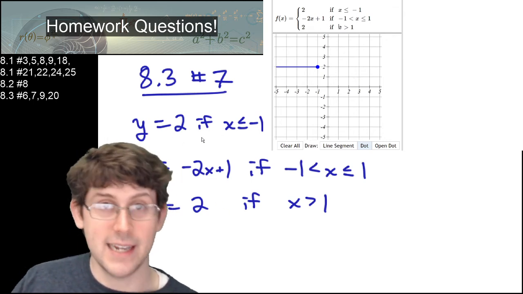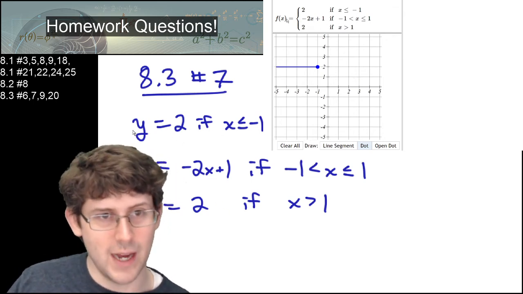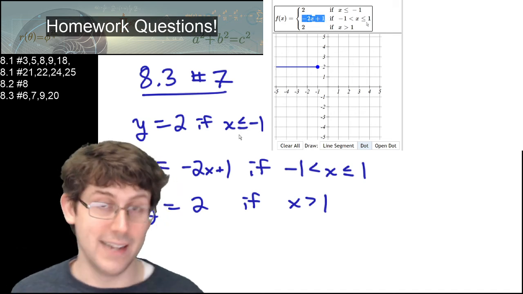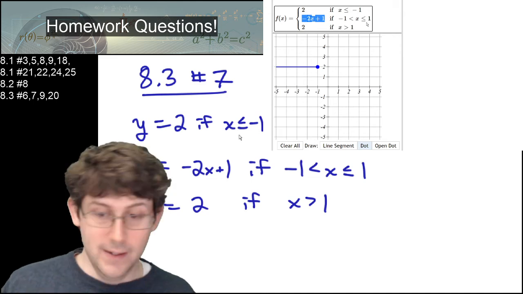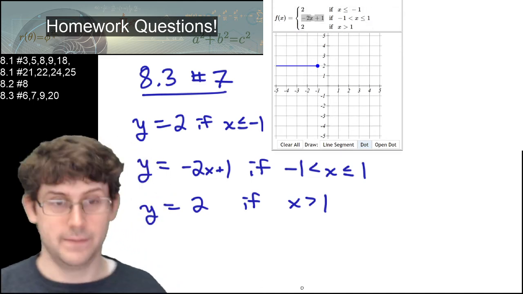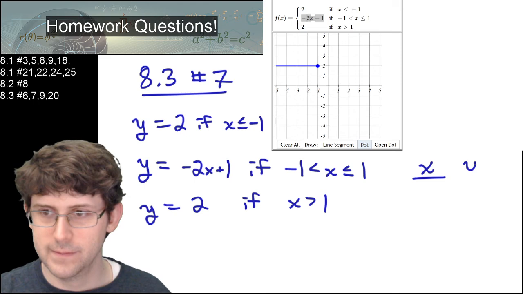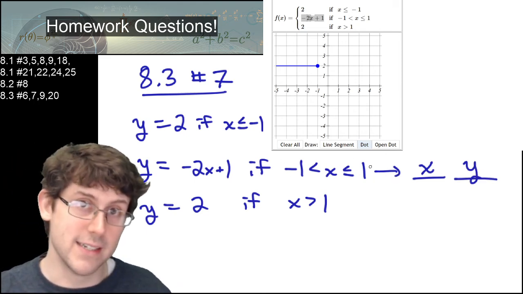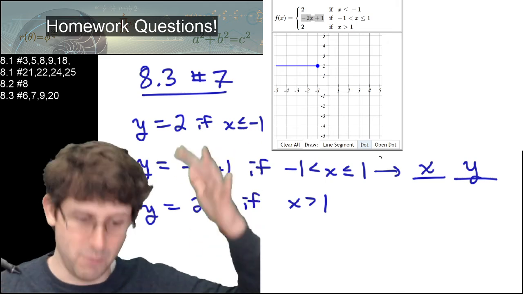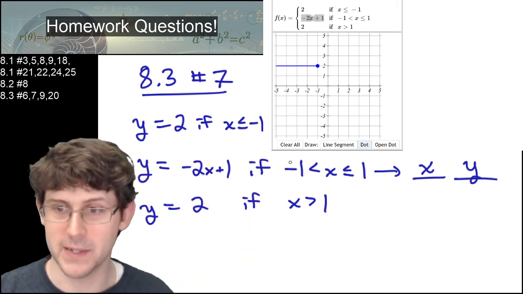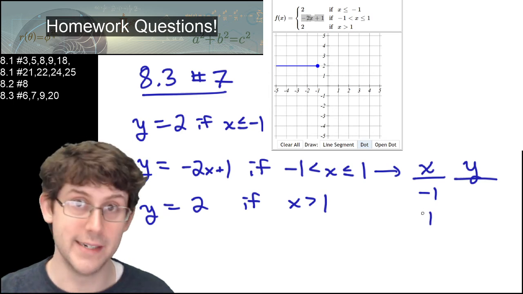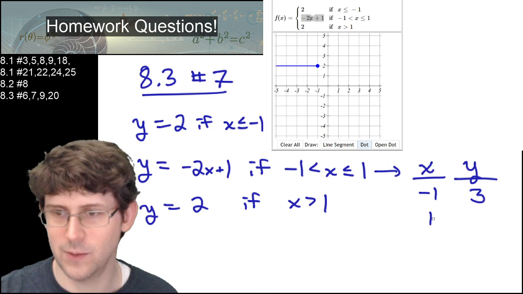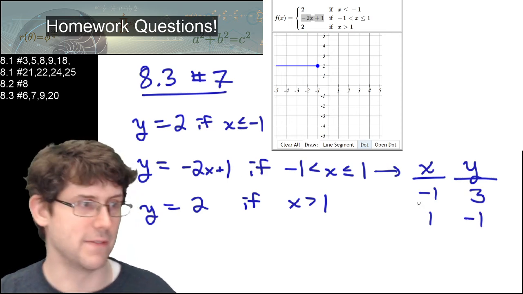Then I need to plot the second part. The second part says y equals minus 2x plus 1. That's a line. Because it's a line, I only need to plot 2 points. So let me find 2 points. One useful trick is that you should always plug in the endpoints, because those are the guidelines for what's going on here. I'll plug in minus 1 and I'll plug in 1. When I put in minus 1 for x, I get 3 for y. And when I plug in 1 for x, I get minus 1 for y.